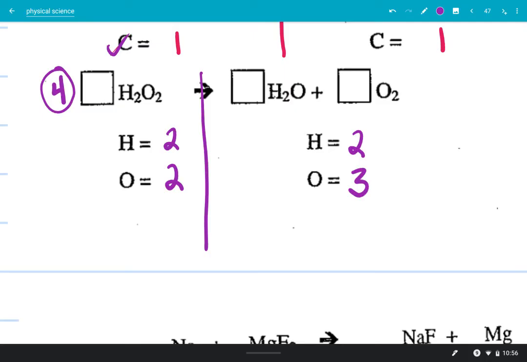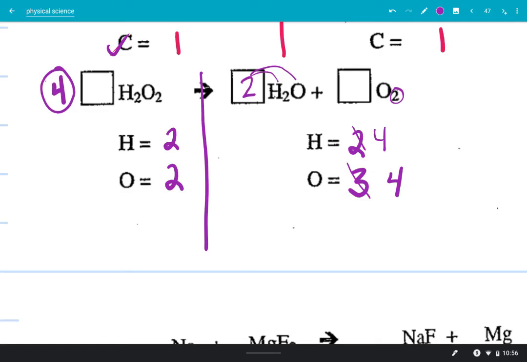My hint here is to take the odd one and double it. This is even. This is even. This one's odd. So we're going to take that one and double it. So 2 times 2 is 4. 2 times 1 is 2 plus those 2. So 2 plus 2. We actually have 4 oxygens on that side now.